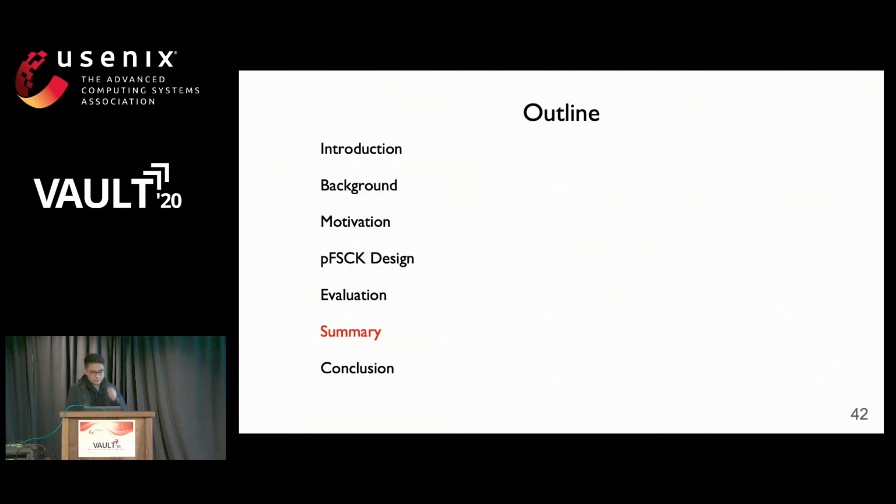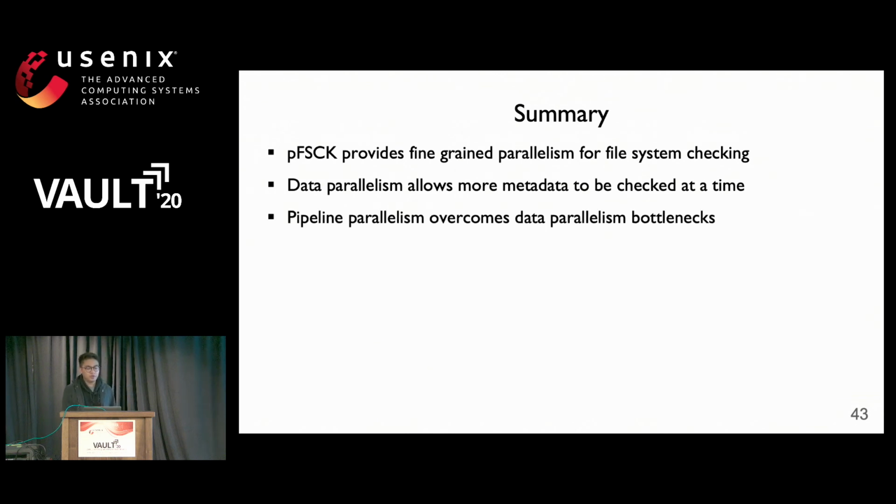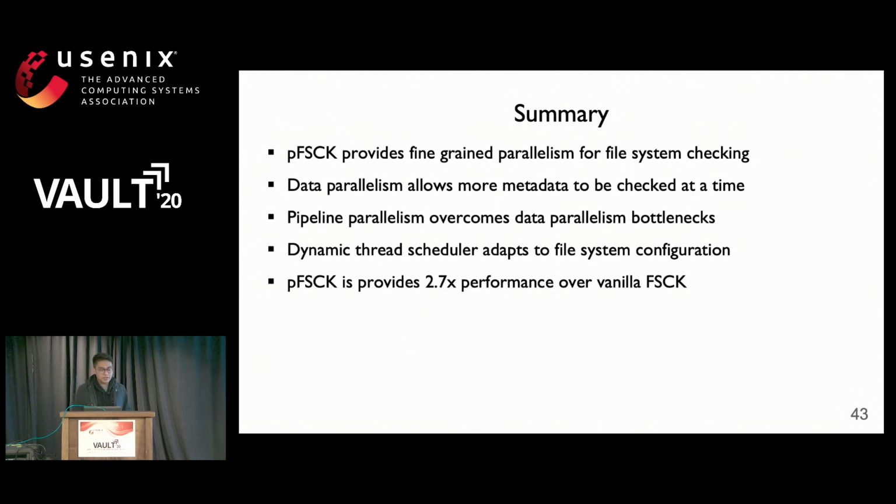So in summary, pFSCK provides fine-grained parallelism for file system checking. Data parallelism allows for more metadata to be checked at a time. Pipeline parallelism overcomes data parallelism bottlenecks. And then finally, the dynamic thread scheduler helps pFSCK adapt to file system configurations. In the end, pFSCK is able to provide 2.7x performance over vanilla FSCK.